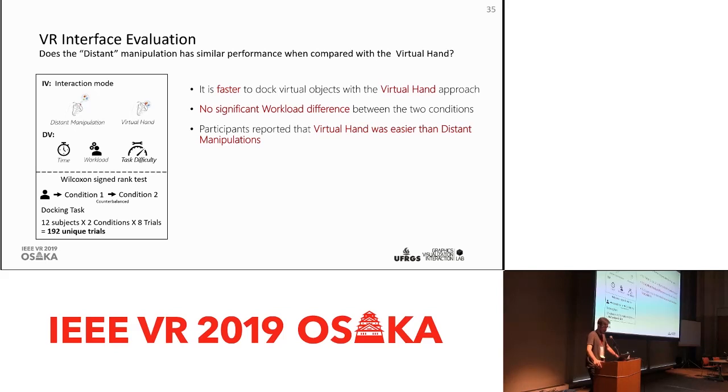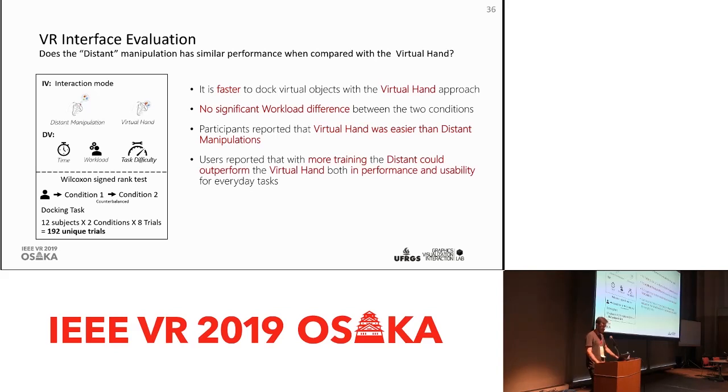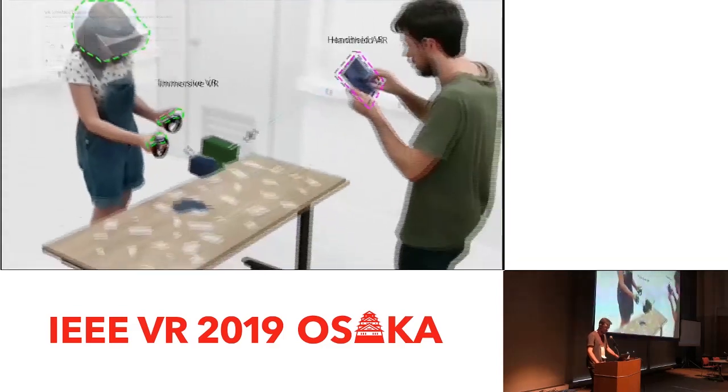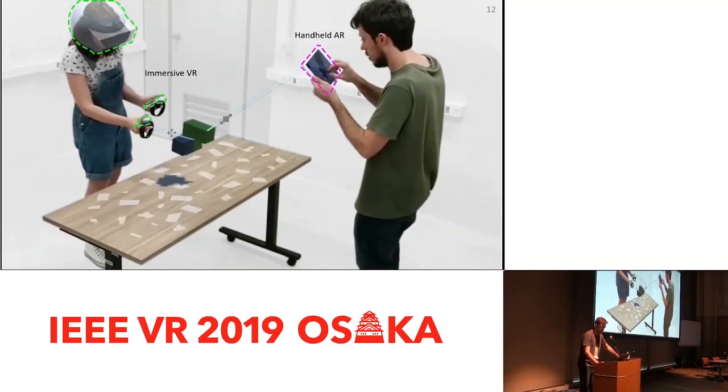Participants reported that the virtual hand was easier than distant manipulations. And they also reported that with more training, maybe these distant manipulations could outperform the virtual hand in the future. So, with these two interfaces, we proceeded with the asymmetric interaction evaluation.